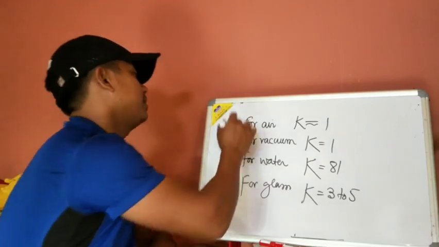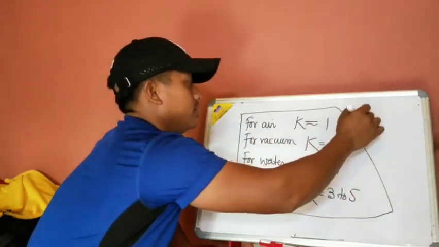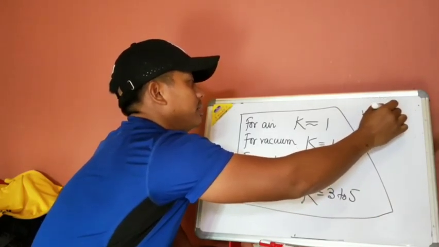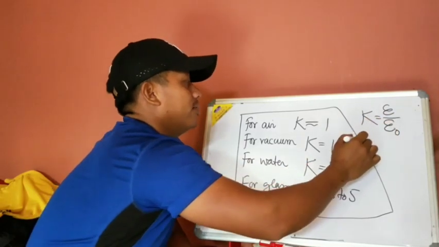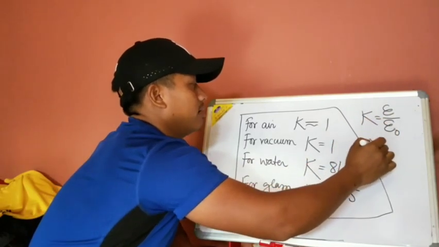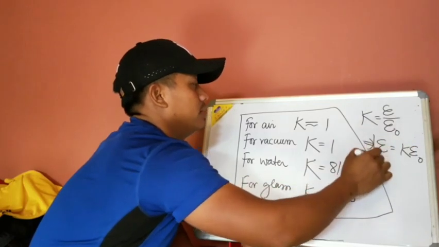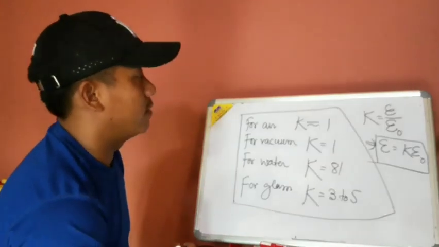So let me sum it up again. The dielectric constant is the ratio of the absolute permittivity of the medium to the absolute permittivity of free space. From here, if you want to find epsilon, it will be K times epsilon naught. This is what we are going to use over and over again in the following classes.